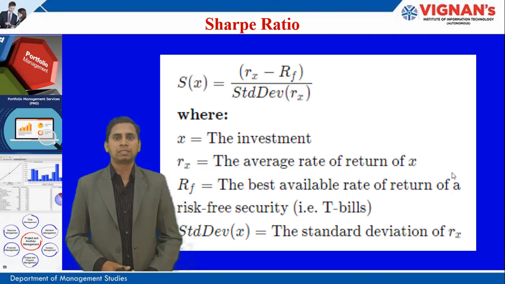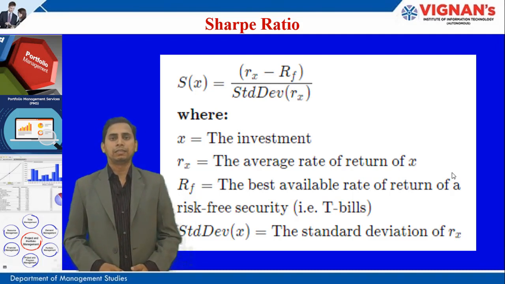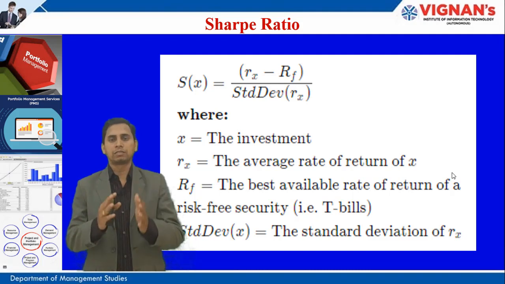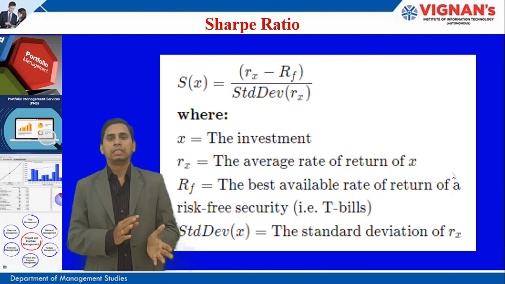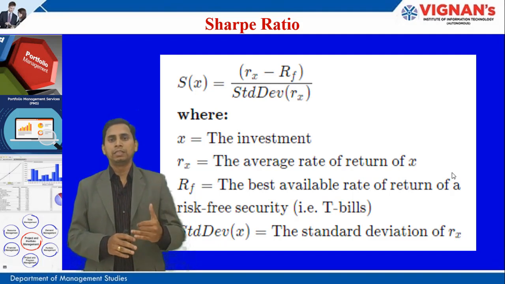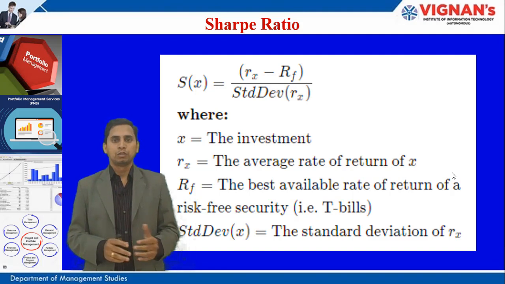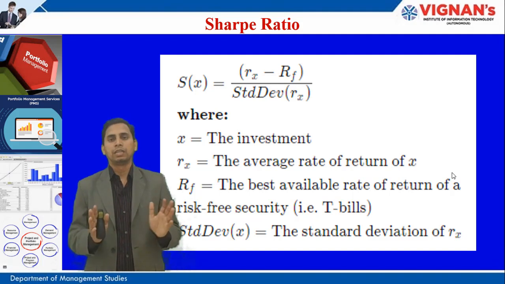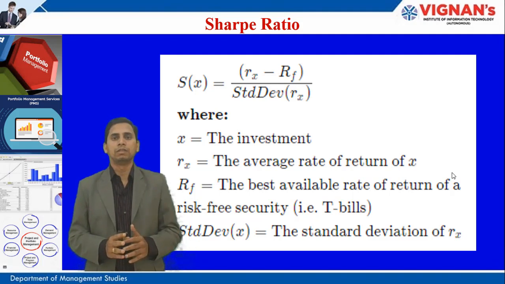So, Rx minus Rf. Rx is nothing but the return of investment, and Rf is the return from the risk-free asset, or we call it the treasury bill, which is called a risk-free asset. So that's why Rf is nothing but the risk-free rate of return. And the denominator is the standard deviation of the market return, that is of Rx. So whatever investment you make, for this investment return, how much standard deviation is observed will be taken here.